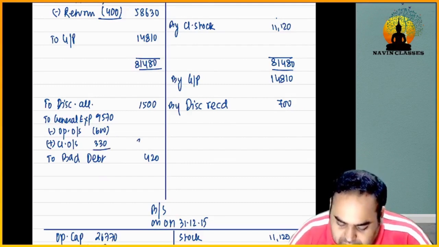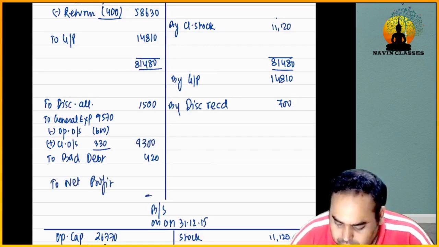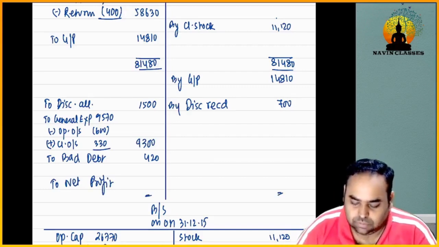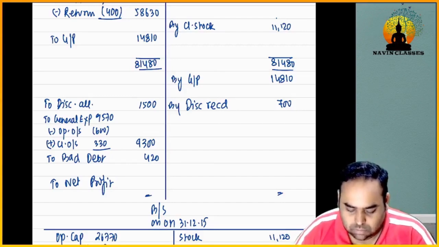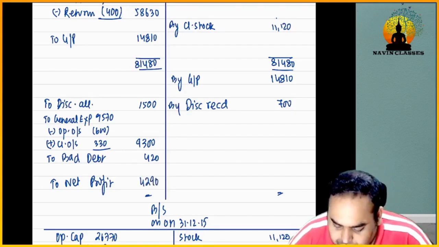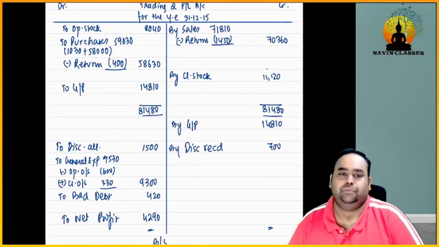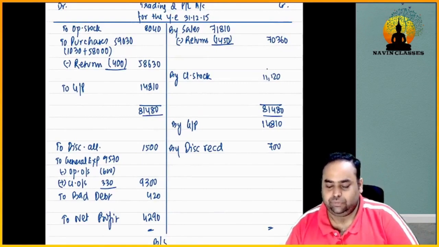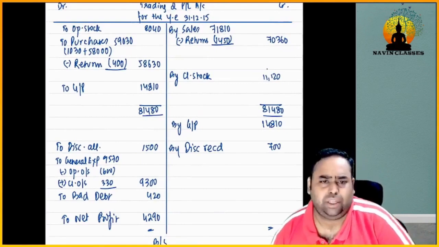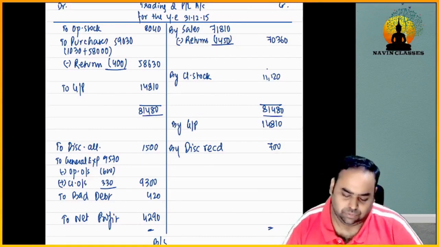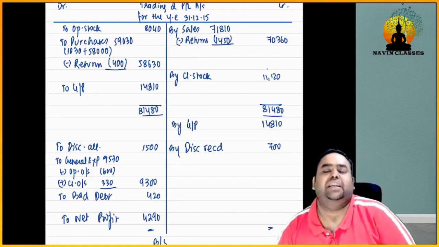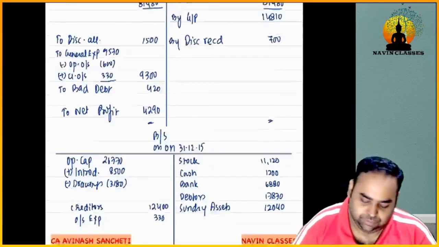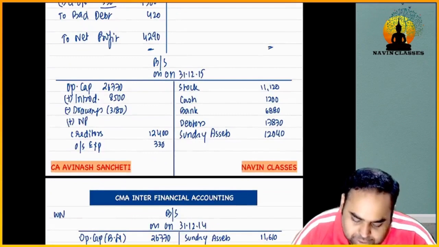General expenses are 9,300. Net profit is 4,290. Check it once. Check if there's any calculation mistake. If yes, then correct it. Single entry is not difficult, but patience is required. The net profit is 4,290.